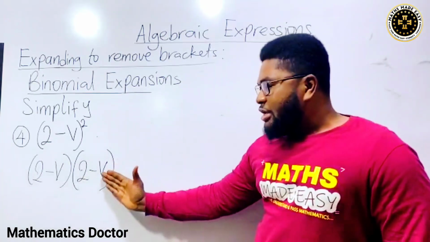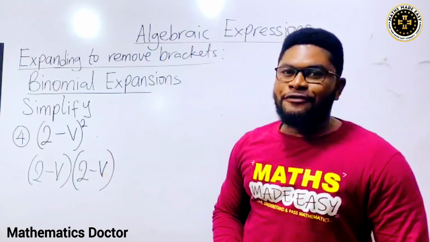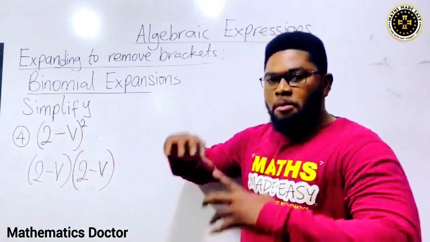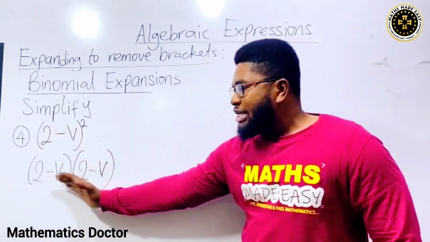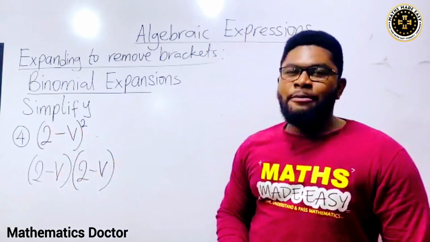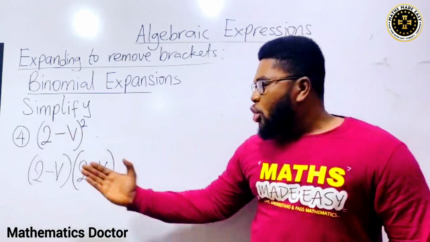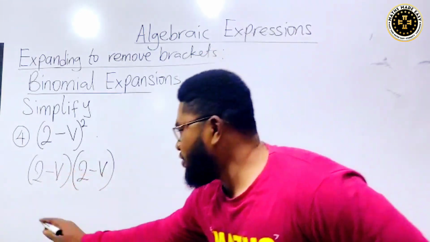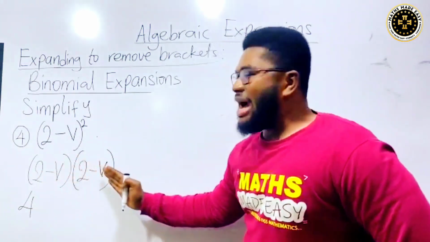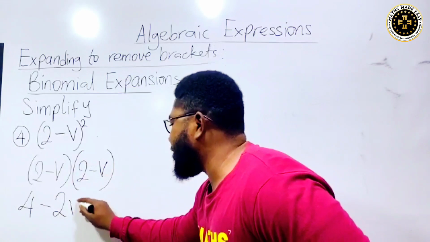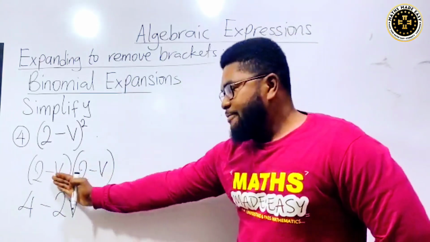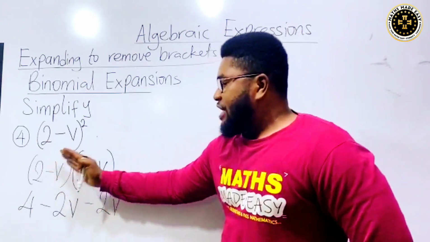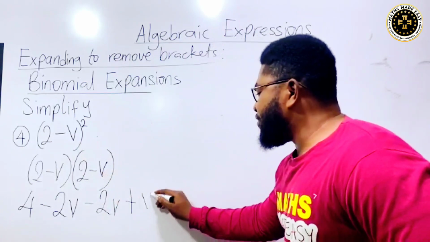It will also not be plus because this is not difference of 2 squares. This is considered as a perfect square. The terms 2 minus v multiplying the same 2 minus v. So this is how you will do it. It comes back to the binomial expansion. In this situation, we will expand using the first method. So 2 times 2 will give us 4. Then 2 times minus v will give us minus 2v. We'll go to the minus v, which will multiply 2, giving us minus 2v. Then minus v times minus v giving us positive v squared.